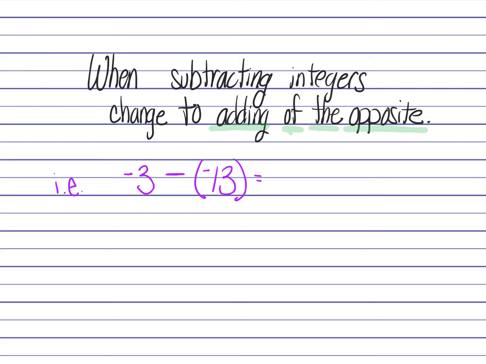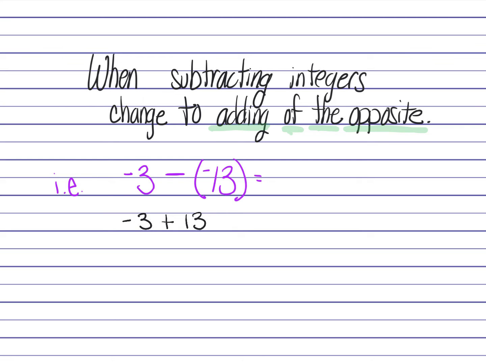Instead of it being subtracting, I'm going to change it to say negative 3, change the subtraction sign to addition, because that's where the adding comes in. And then I'm going to make the next value the opposite. So the opposite of negative 13 is a positive 13.